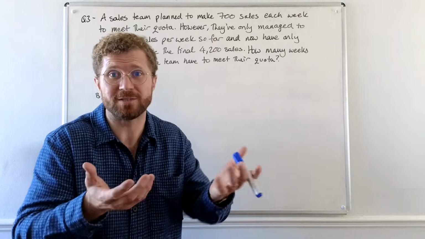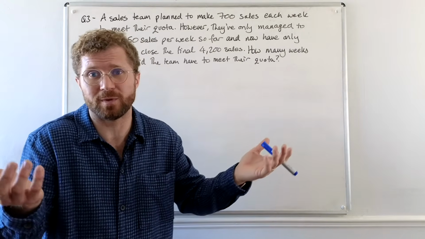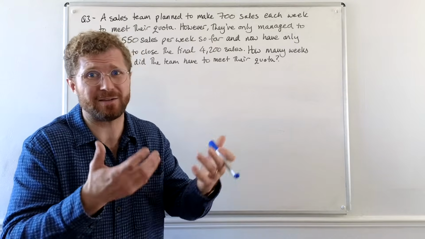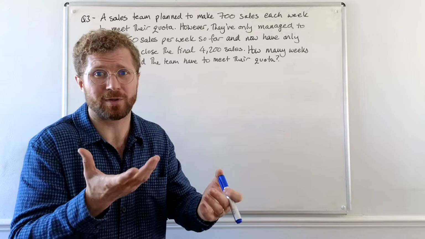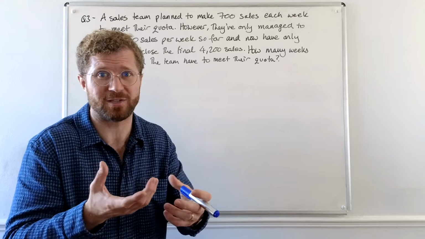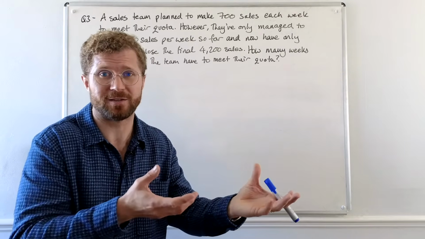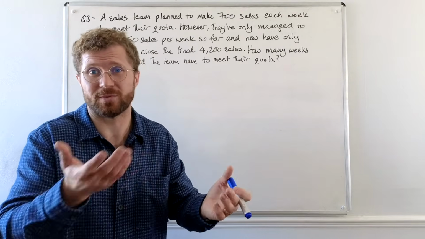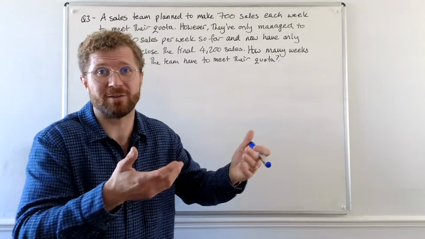I don't know what the quota is, but once we know the number of weeks, we'd be able to figure it out. I don't really care, but at least we can set that total number of sales that they're trying to make initially equal to the total number of sales they're going to make under the new plan. And then we've got an equation, total sales equals total sales, and from there it's just a case of filling in the gaps.